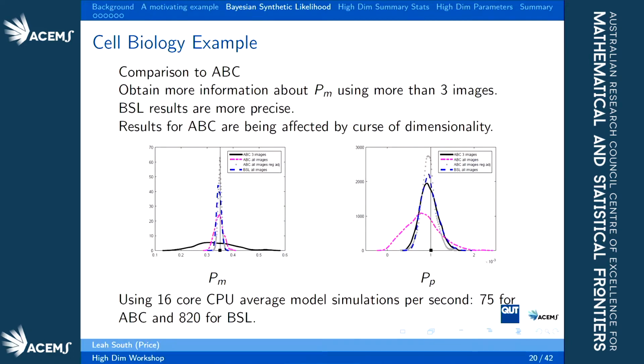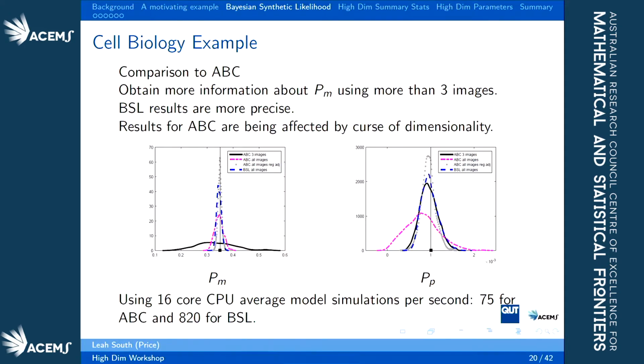Now, comparing that to ABC, in here, black is ABC with 3 images. I mentioned this is really challenging for standard ABC with 145 summary statistics. So previously, people have done similar work, and they've looked at a subset of only 3 of the images. So you might imagine that you'd lose a bit of information, for example, about the cell movement, and that's what happens. So black is ABC with 3 images, pink is ABC with all images, grey has a regression adjustment on ABC to give it that extra advantage, and blue is BSL with all images.